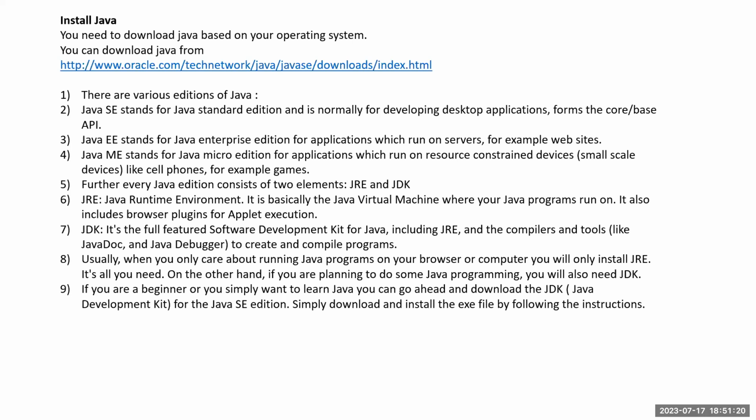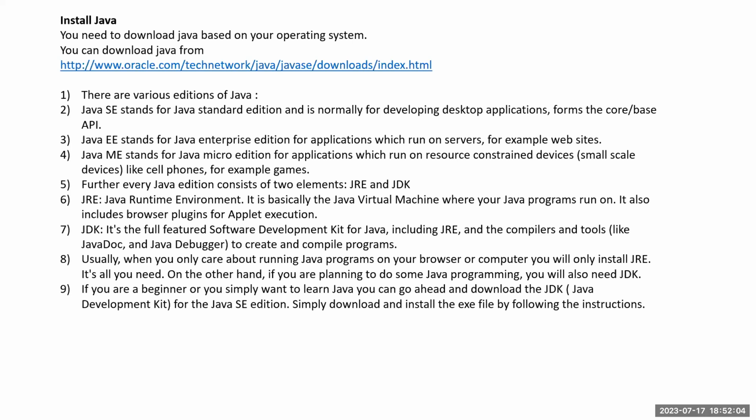Further, every Java edition consists of two elements, JRE and JDK. JRE is the Java Runtime Environment, which is basically the virtual machine where your Java programs run. It also includes the browser plugin for applet execution. Whatever application you write, you have to execute it on top of the Java Runtime Environment.